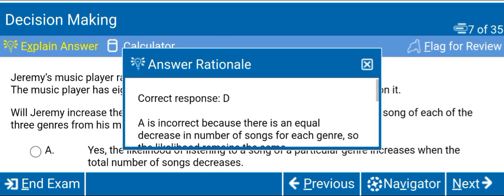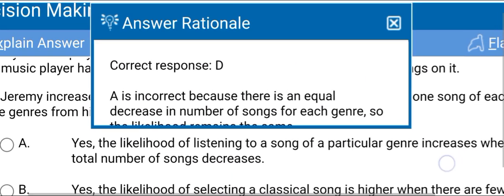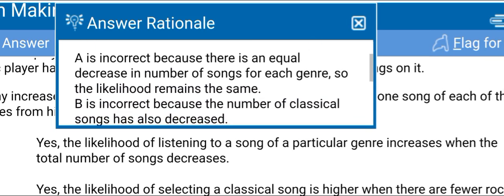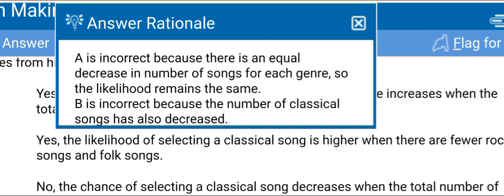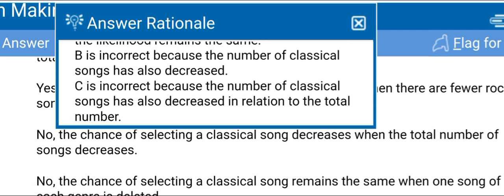So here Option D is the correct response. A is incorrect because there is an equal decrease in number of songs for each genre. So the likelihood remains the same. B is incorrect because the number of classical songs has also decreased. Option C is incorrect because the number of classical songs has also decreased in relation to the total number.